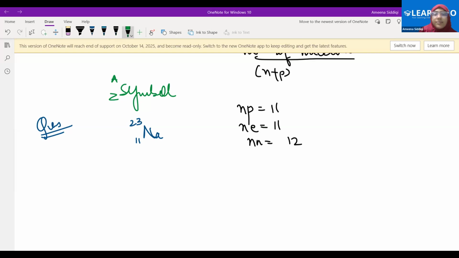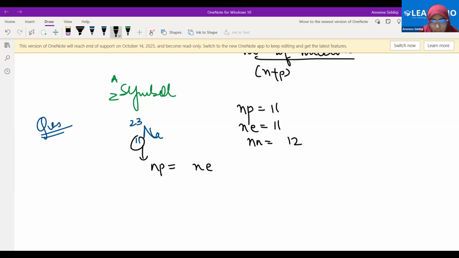Very good. See, I'm going to solve it here. We know this is indicating the number of protons. This is indicating the number of electrons. Why? Because 11 here is the value of the atomic number. An atomic number for an atom is nothing but the number of protons present inside the atom, which is further equal to the number of electrons.